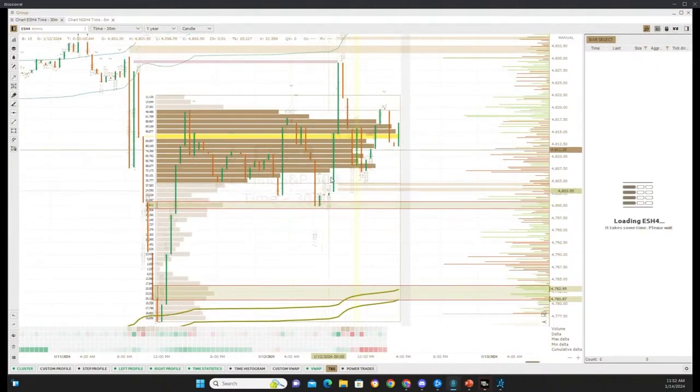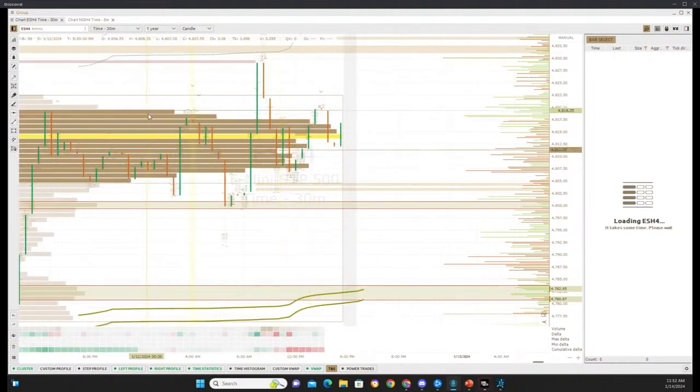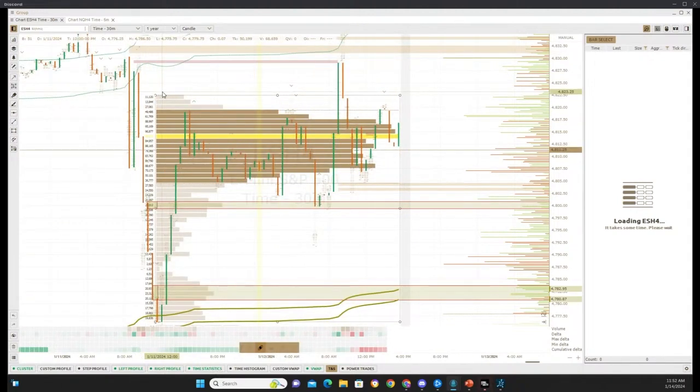They bounced from here, and then look, they made higher highs, right? They cleared this top here. They're still stuck here from this sell-off point. But now if we look at it, right? So that's one confirmation that we could have used.